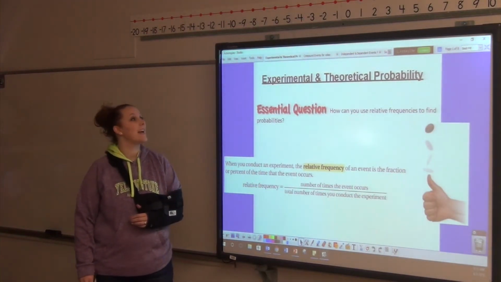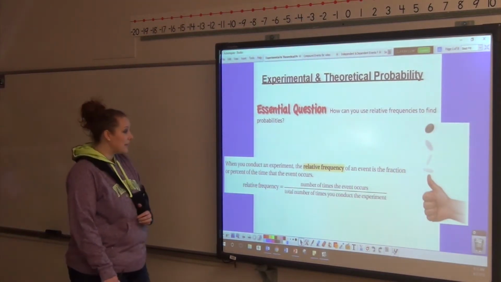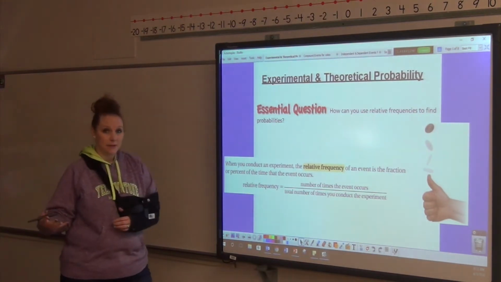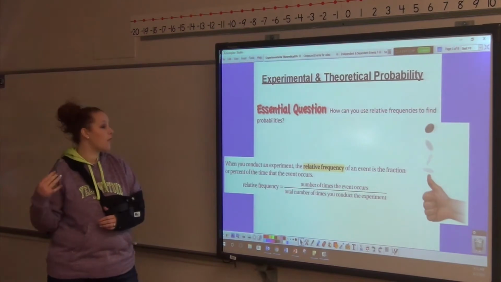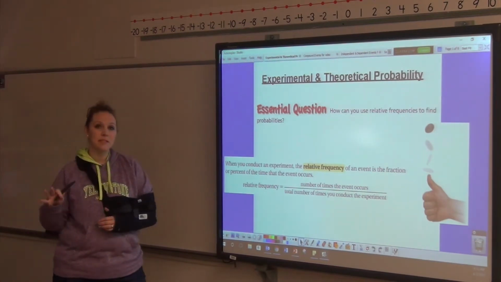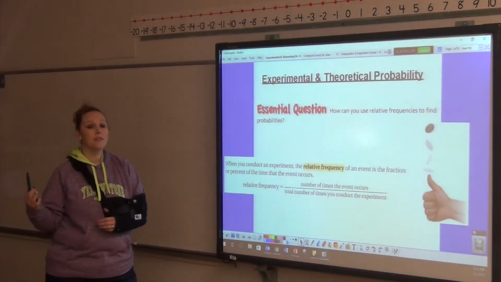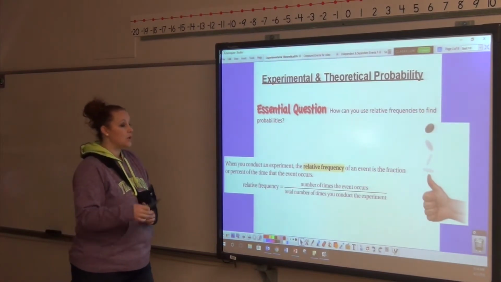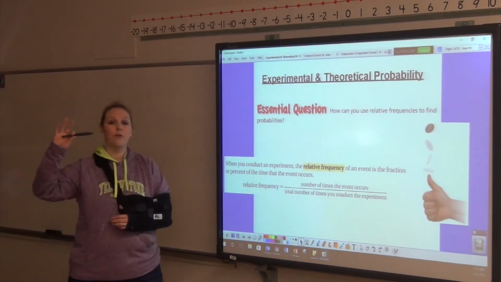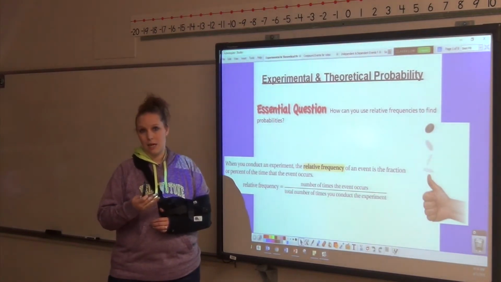Okay, theoretical and experimental probabilities. When you conduct an experiment, the relative frequency of the event is the fraction: the number of times the event occurs over the number of times you performed the experiment. So the number of times it happens over the number of times you try to make it happen.